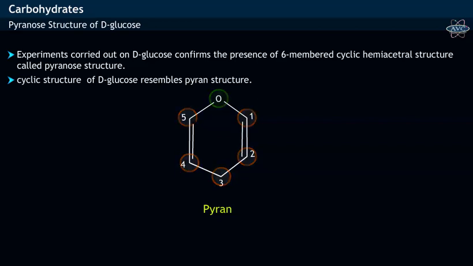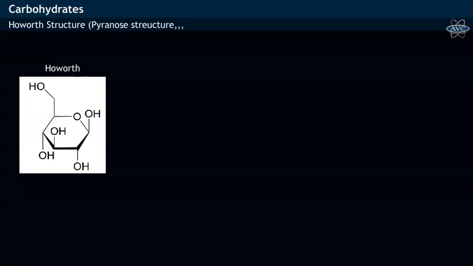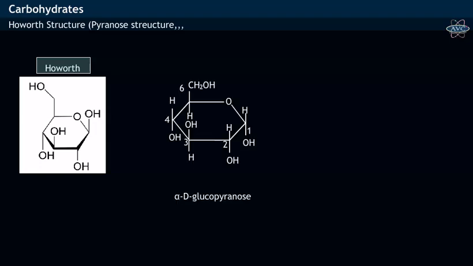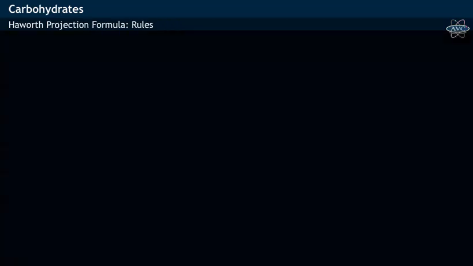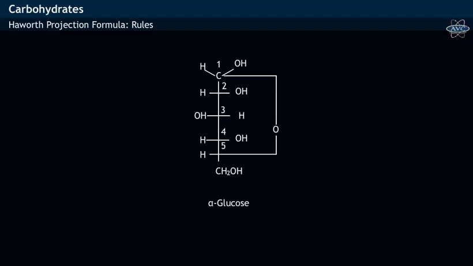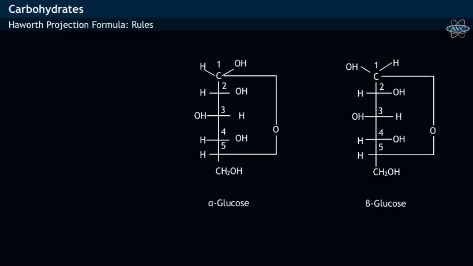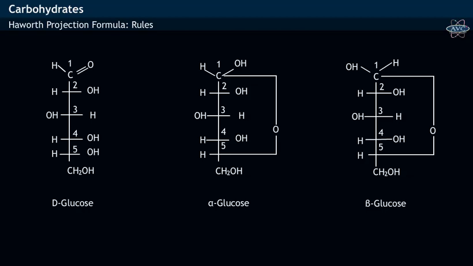the ring form. The exact structure of D-glucose is given by Haworth and it is called the Haworth structure. The Haworth structures of alpha and beta anomers are represented as follows. Let us learn how to draw the Haworth projection formula for both alpha D-glucose and beta D-glucose, the isomers of D-glucose.